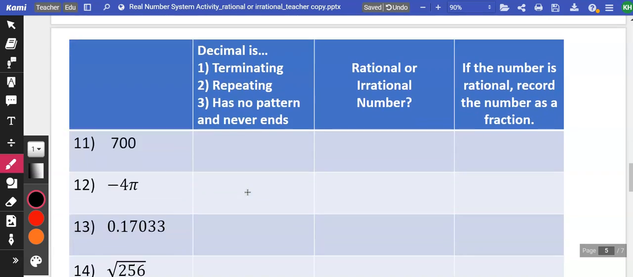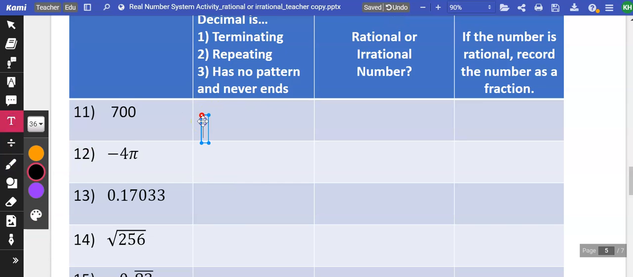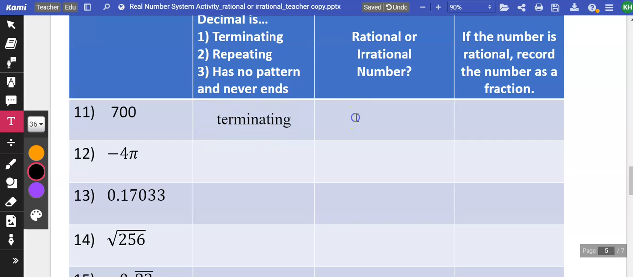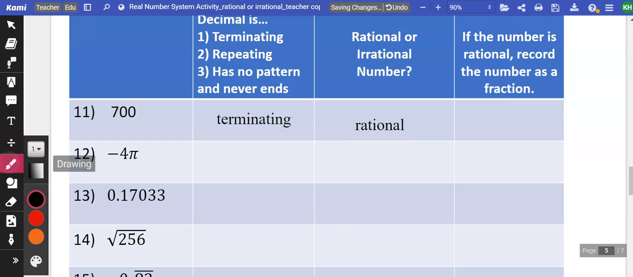All right, number 11. 700. Well, 700 is the same as 700.0. So this has a terminating decimal. Numbers with terminating decimals are rational. They can be written as a fraction. And to write this as a fraction, we would just write 700 over 1. You can change any integer to a fraction by putting it over 1.